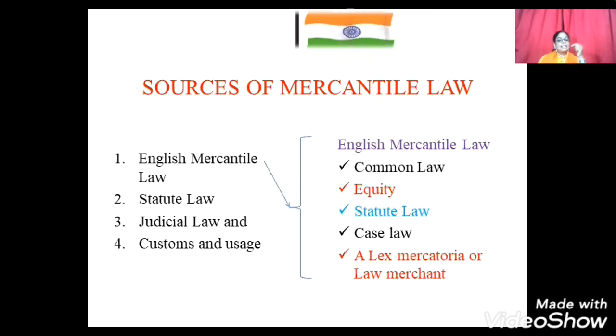This law has come into existence in order to remove the deficiencies which were existing in the common law. So this law, as I said, is based on the principle of fairness. Then what happened is the Judicature Act, which was passed in the years 1873 and 1875, removed the distinction between the common law and equity law. Now both these laws are one and the same.